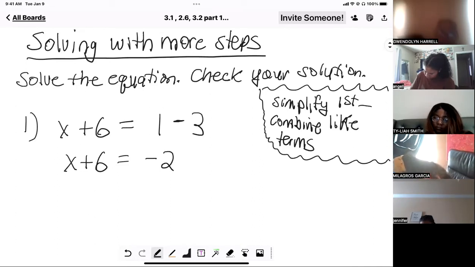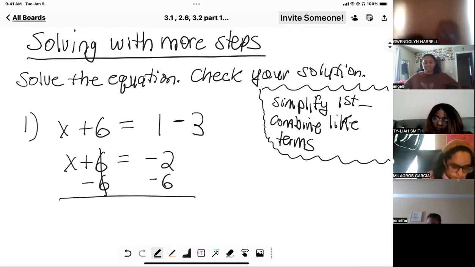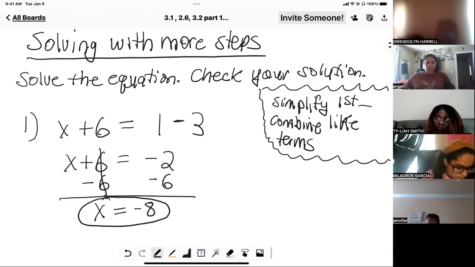And now it looks just like the problems we just did. I need to get x by itself. I have plus 6 with it. I need to do an opposite sign to move 6 to the other side. So I'm going to subtract 6 on both sides so that I can get x by itself. And then the 6 and negative 6 will become 0 and cancel. x comes down, and I'm going to add negative 2 and negative 6, which makes negative 8. So I got x is equal to negative 8.